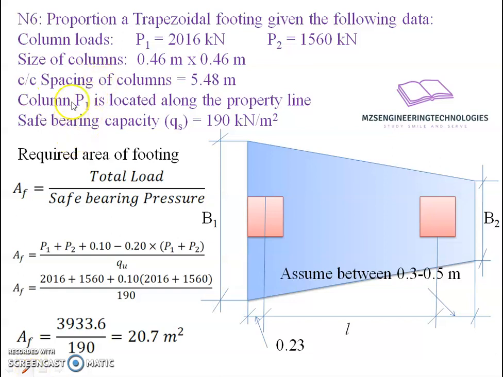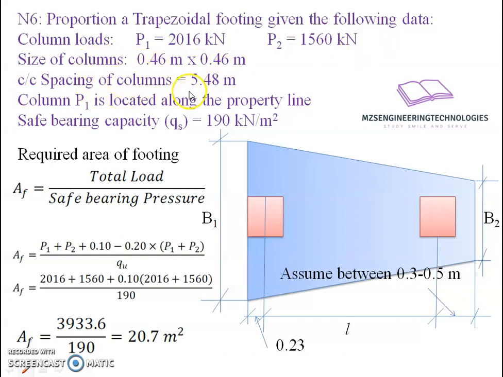Greetings. Let us try to solve numerical number 6, which has the statement: proportion a trapezoidal footing given the following data. Column loads P1 equals 2016 kN and P2 equals 1560 kN. Size of columns are 0.46 meter by 0.46 meter.